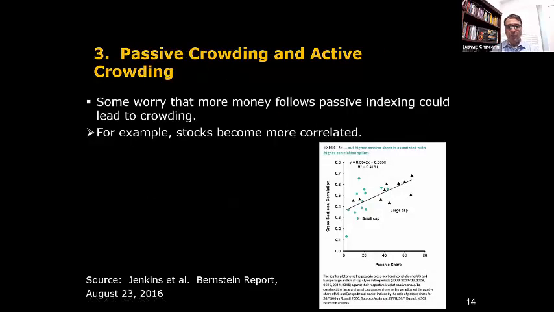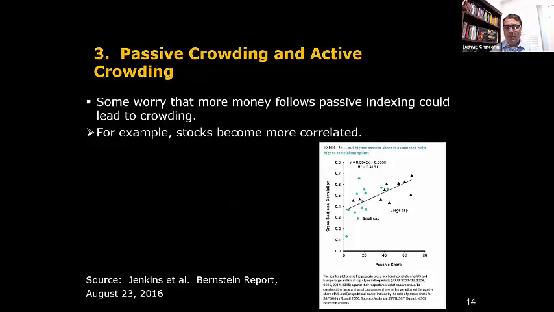Okay, so now I gave you a very basic intro to crowding, which I think was fairly obvious, and that's fine. But now I want to move to passive crowding and active management, okay?